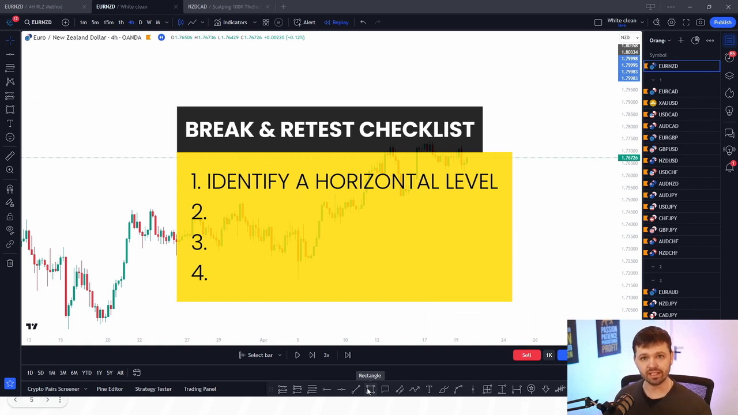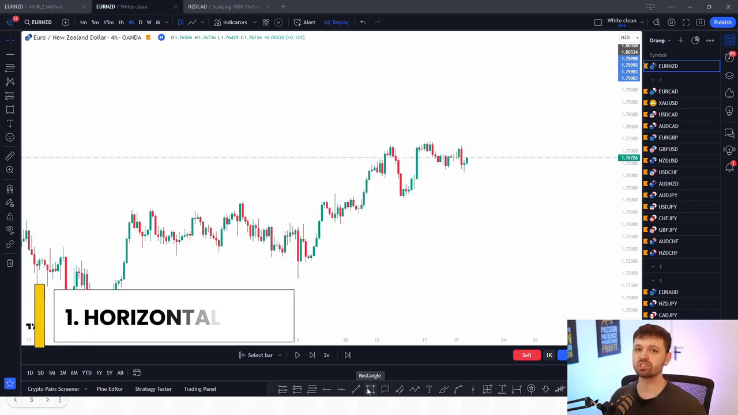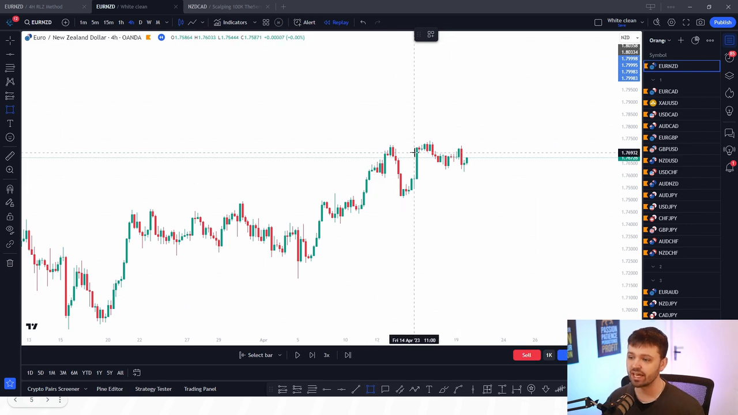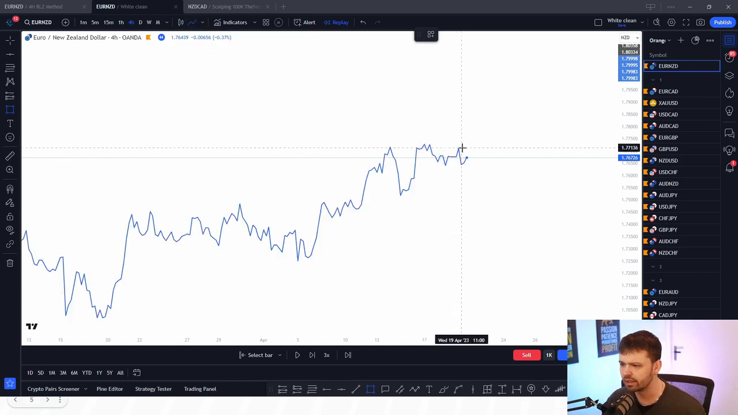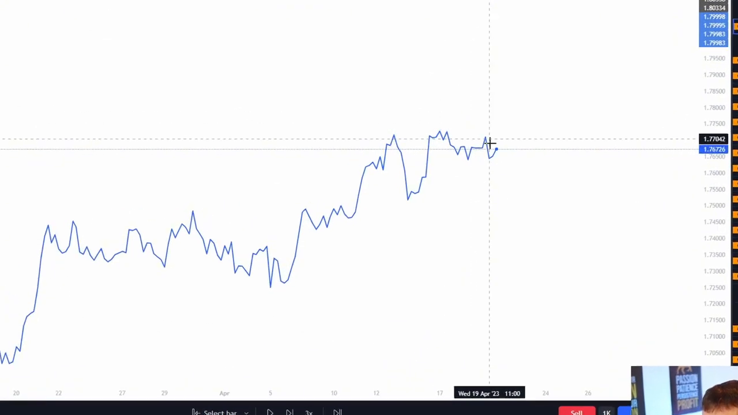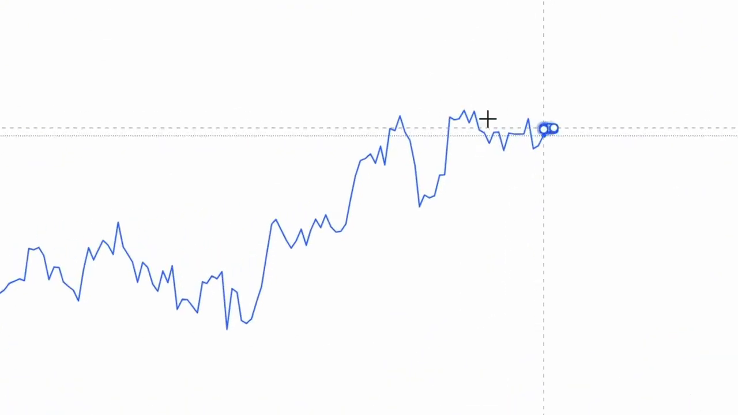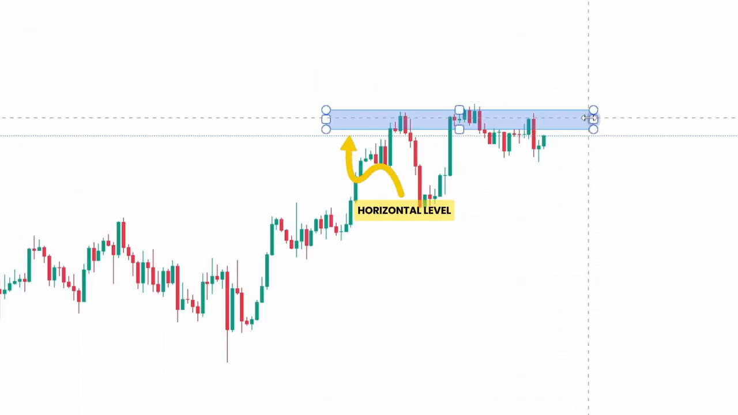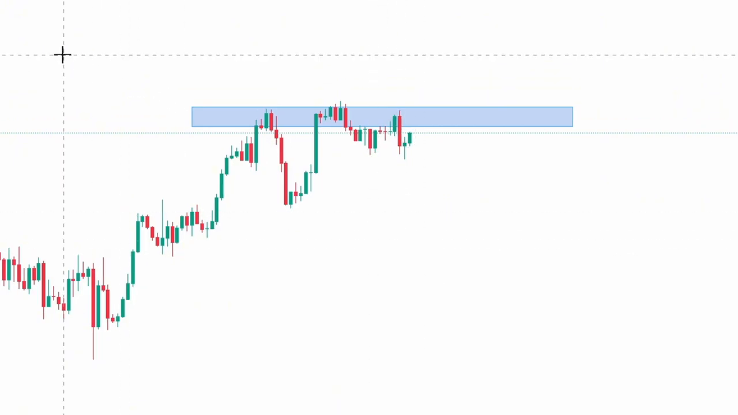Because remember, the break and retest is all about first having a breakout. And what do you need for a breakout to happen? Well, obviously you need a level to actually break. So let's first identify a level. And I'm just gonna look at this right here. Let's go to the line tool here, the line chart. Let's just encapsulate this area right here. I think that looks pretty good on the line chart. And then on the candlestick chart, we have that. So we have identified a horizontal level.